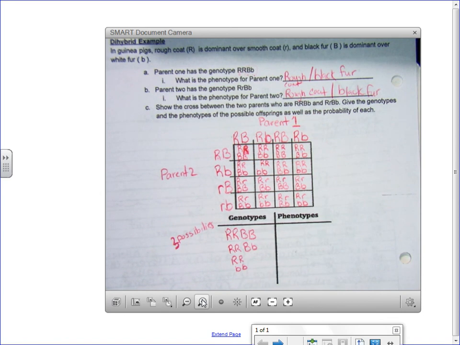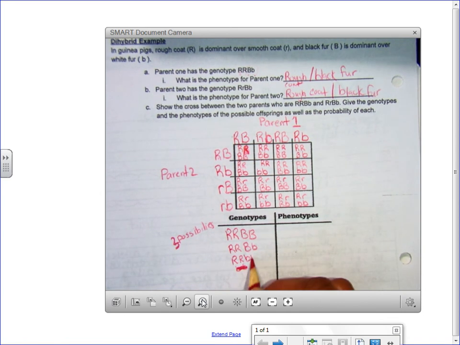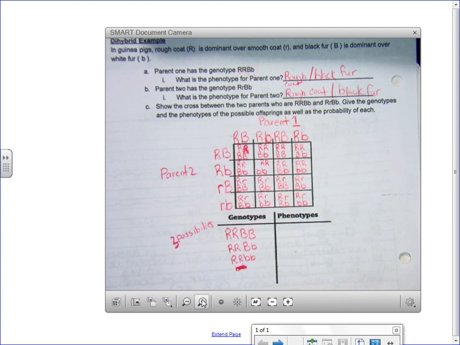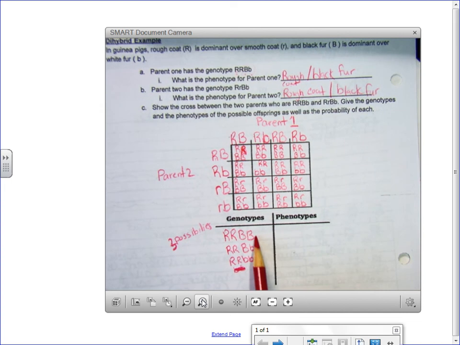All right. Uh-oh, I didn't mean to write it right there. I meant to write it right here. Sorry. Phenotypes. Phenotypes are what? The physical traits. So tell me a possible phenotype of this.